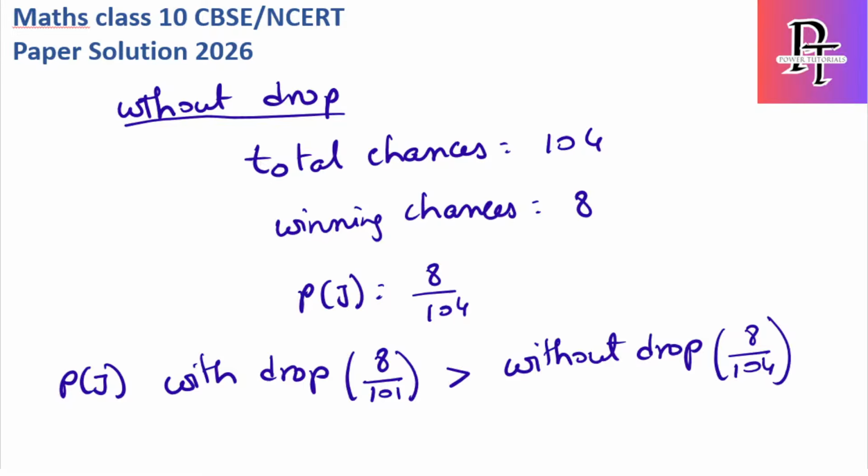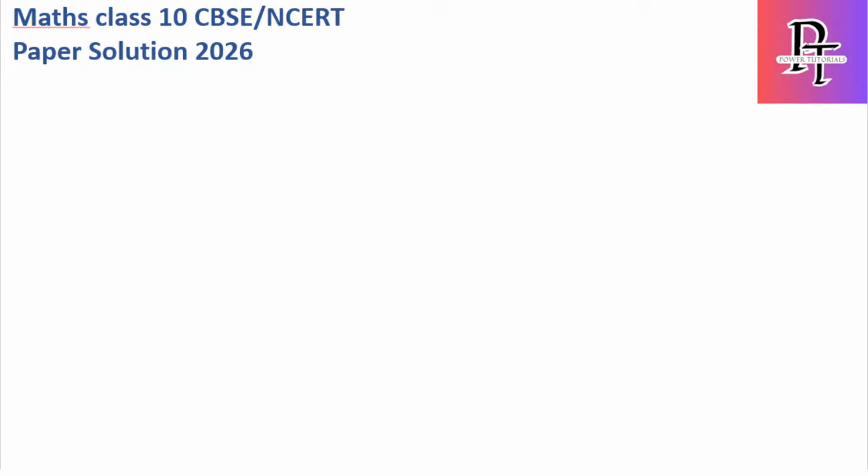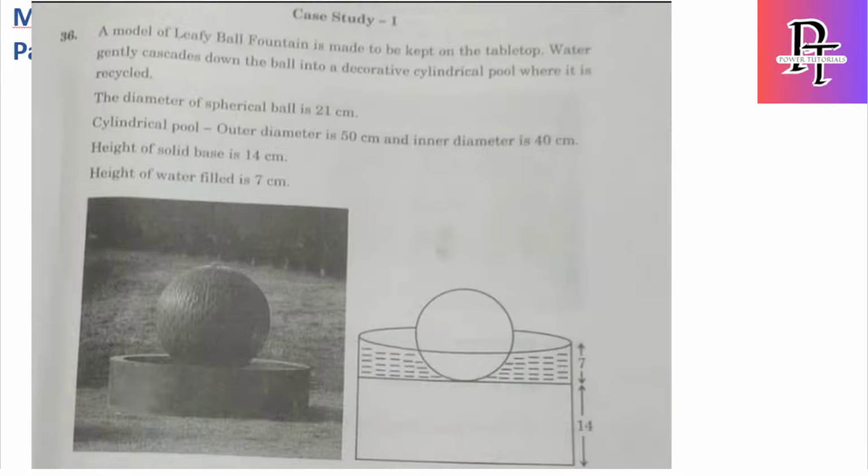Okay, let's move to the last case study. Here the words are a little blurry, so I will read it out clearly. Kindly bear with me. This is case study 3, because case study 1 was from another set. A model of a leafy ball fountain is made to be kept on the tabletop. Water gently cascades down the ball into a decorative cylinder pool where it is recycled. The diameter of the spherical ball is 21 centimeters.